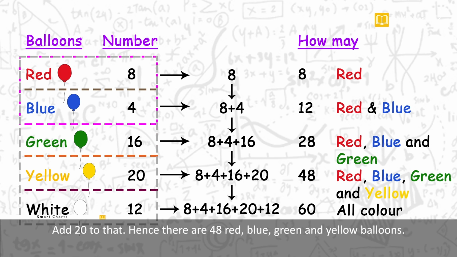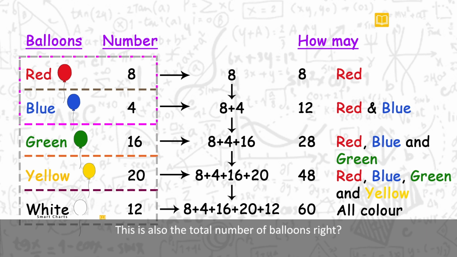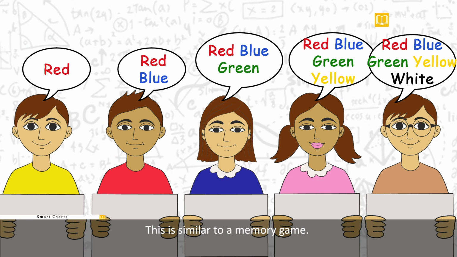Add 20 to that. Hence, there are 48 red, blue, green and yellow balloons. Finally, add the white and we have 60 balloons of all colors. This is also the total number of balloons, right? This is similar to a memory game, as you keep repeating the last word along with all the previous ones.